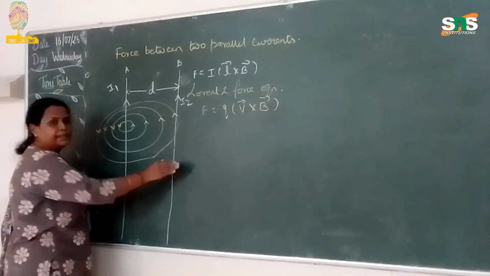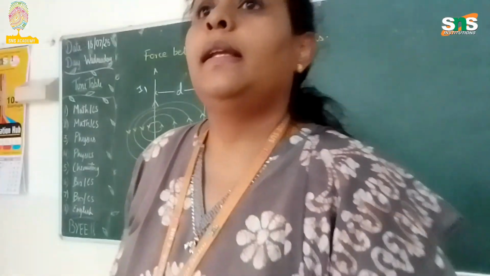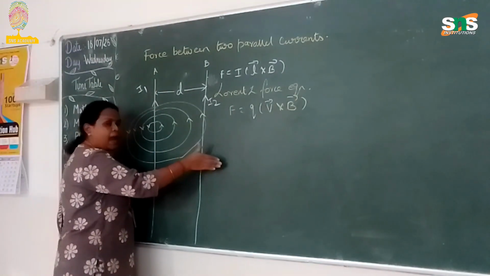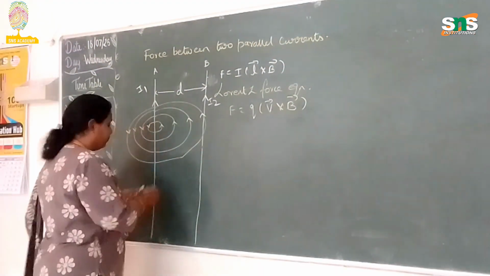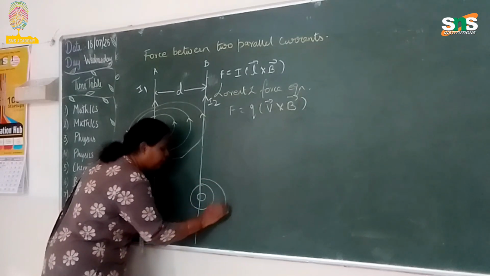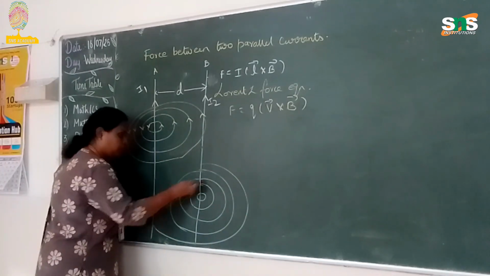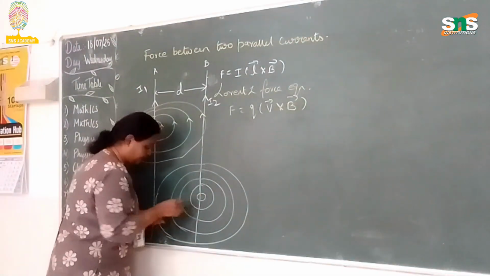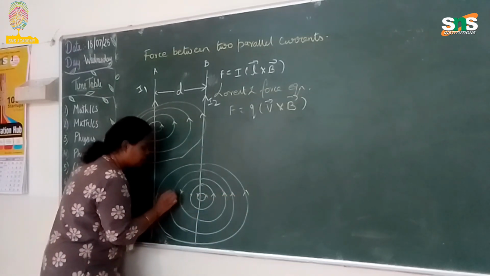What will happen in this case for I2? Again the same condition. If I keep my thumb towards the direction of current and curl my fingers, the field goes inside and comes outside. For identification I am drawing it below. Here also, first it is going inwards and this side it is coming outwards.